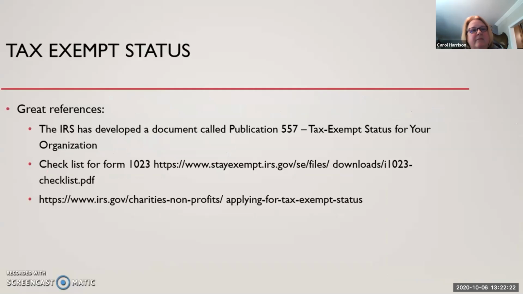The obvious advantage to applying for tax-exempt status is that having this status will allow your organization to be free from tax at the federal, state, and local level, saving the organization thousands of dollars. This isn't a very complicated process. The IRS provides great references for you, a publication that they've developed on how to apply for this. There's a checklist for the form that you have to complete, and also some information on applying for tax-exempt status for nonprofits. All of these are really helpful for you to get started.